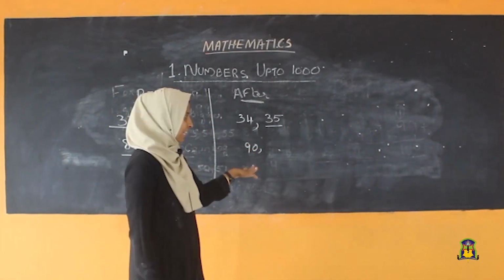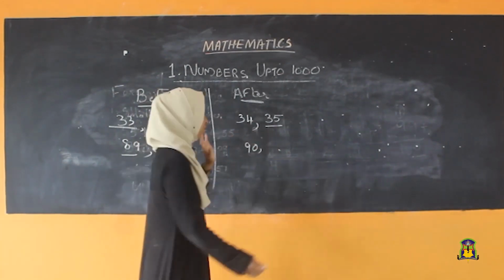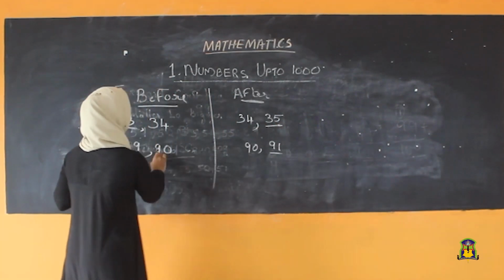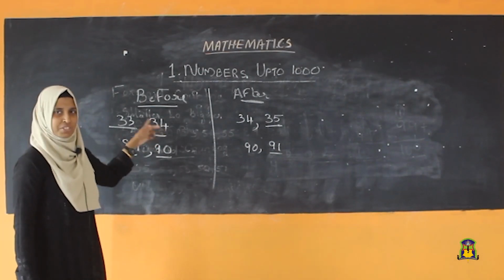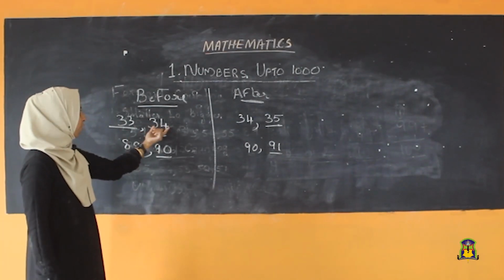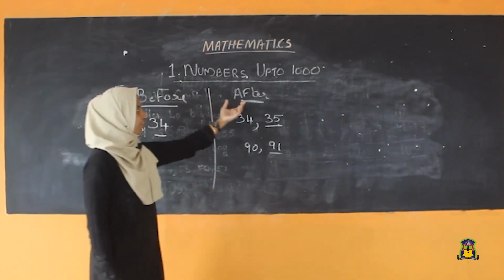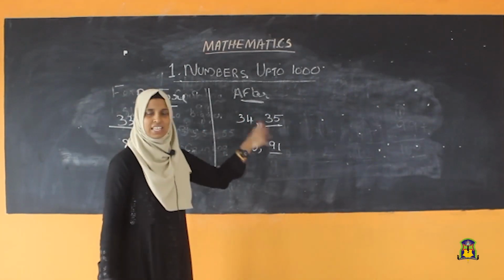After 90 we are getting plus 1, 91. Yes. Okay, so before means we want to subtract 1, that is before 34, 33, 90, 81. After means we want to add 1, 34, 35, 90, 91.